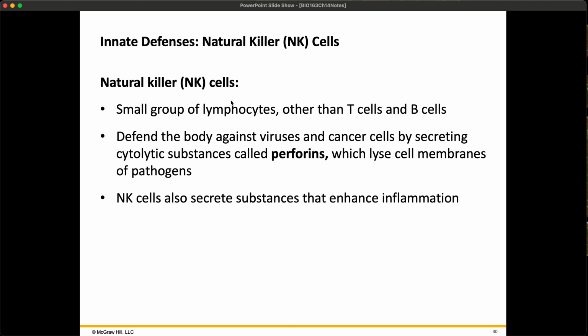Natural killer cells, NK cells, these are a type of lymphocytes, not your B or T cells, a different kind. And they fight against pathogens by secreting these substances called perforins. If you think perforin, perforate, what they do is poke holes in the cell membrane so that it lyses and just breaks open. They also can secrete substances to help with inflammation. But again, very general, just kind of, oh, you're not a normal body cell. Let's just go ahead and get rid of you, secreting these perforins.